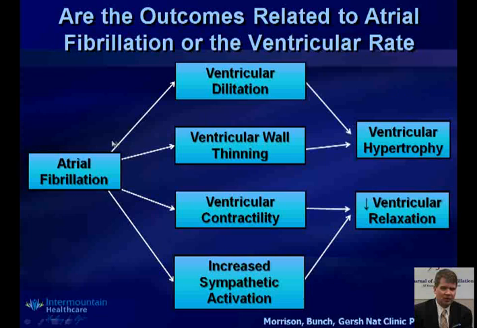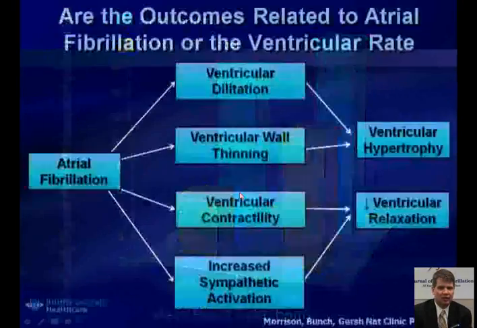Well, atrial fibrillation causes rapid ventricular rates. And this can lead to ventricular dilatation, ventricular wall thinning, reduced ventricular contractility, and an increase in sympathetic activation. If we slow these heart rates down, we can improve the ventricular hypertrophy that was thinned, and we can improve ventricular relaxation and see some positive remodeling of the heart.